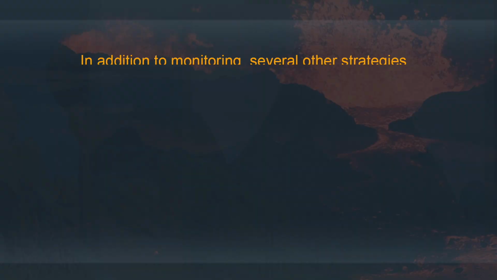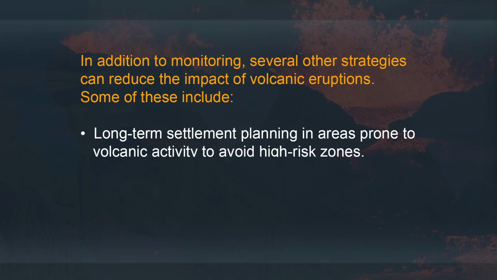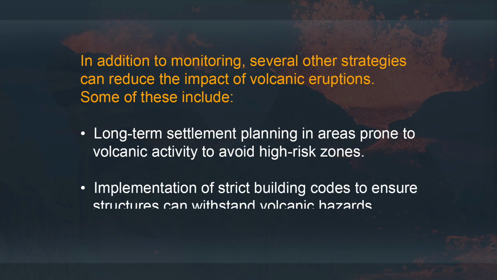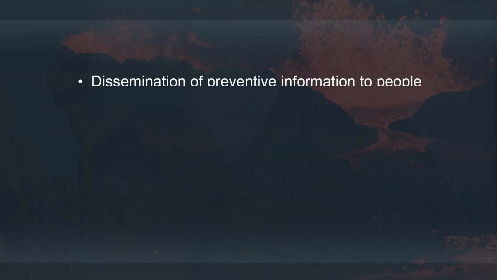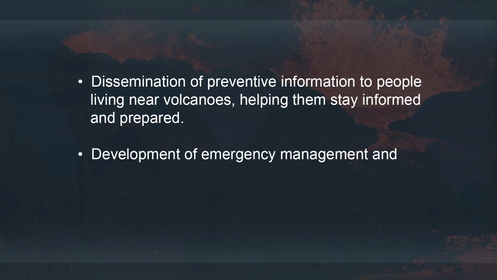In addition to monitoring, several other strategies can reduce the impact of volcanic eruptions. Some of them include long-term settlement planning in areas prone to volcanic activity to avoid high-risk zones. Next is implementation of strict building codes to ensure structures can withstand volcanic hazards. And the third is dissemination of preventive information to people living near volcanoes, helping them stay informed and prepared.